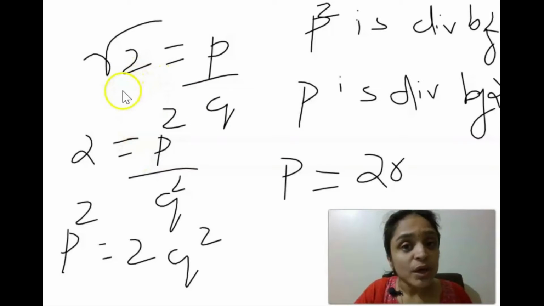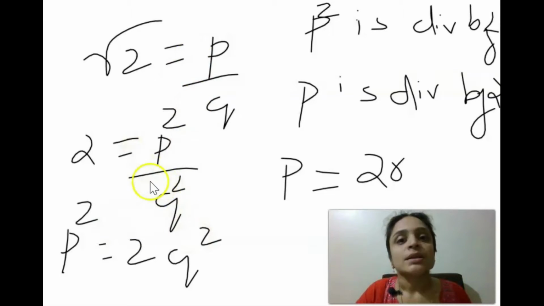So when you square the left hand side, you have to square the right hand side also. So root 2 square is 2. 2 equal to p square by q square. So p square equal to 2q square. That is cross multiplying. You will get p square into 1 equal to 2q square, which means p square equal to 2q square.